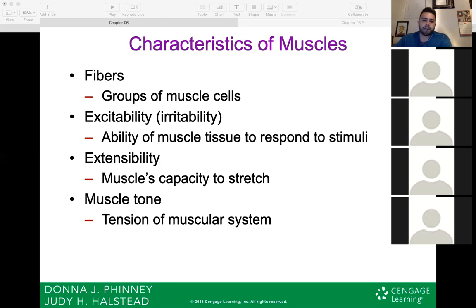Muscles also have to have excitability or irritability. This gives the muscle the ability to respond to stimuli. It also has to have extensibility, which gives the muscle the capacity to stretch. And muscle tone means the tension of the muscular system.